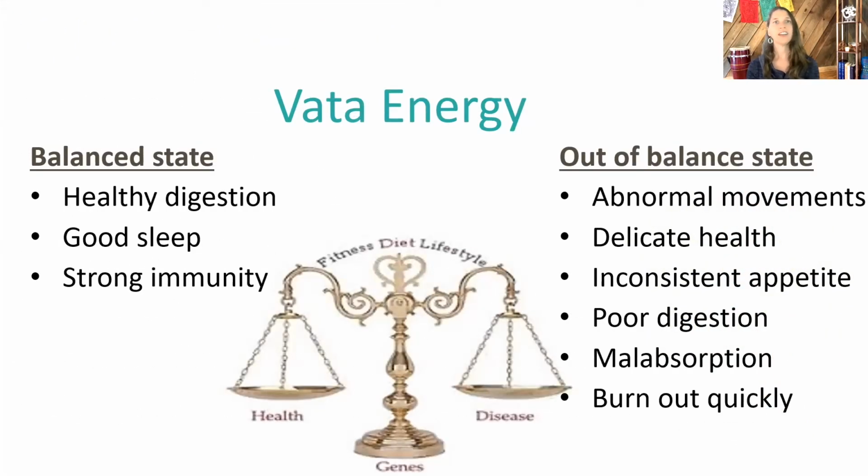So when Vata energy in the body and in the psychology is balanced, the person will have healthy digestion, they'll be sleeping well, their immunity is going to be strong. However, when it's out of balance, they're going to have abnormal bowel movements, their health is going to be much more delicate, they're going to have an inconsistent appetite, their digestion is going to be poor, they're not going to be able to absorb the nutrients they need as well, and they're going to burn out very quickly. So the Vatas burn out quickly, very fast when they're out of balance. Their energy is going to drop quickly.